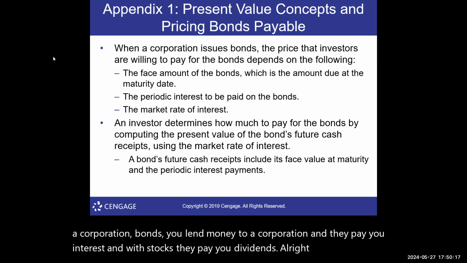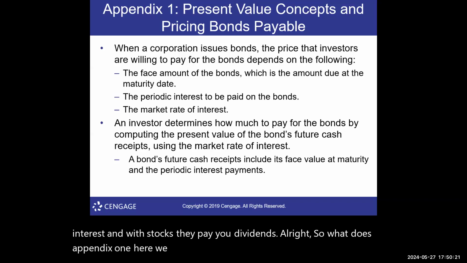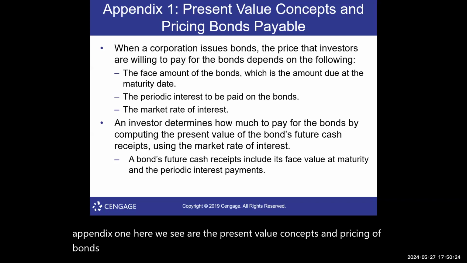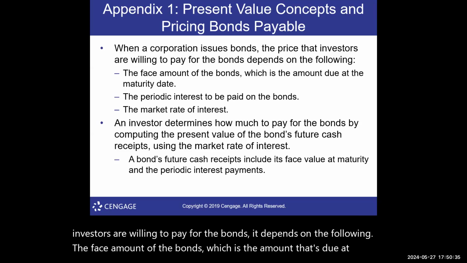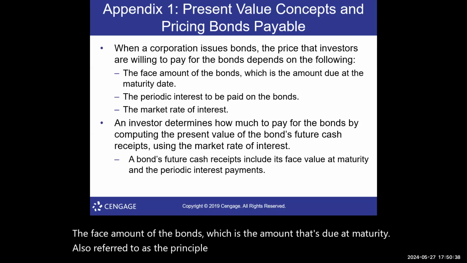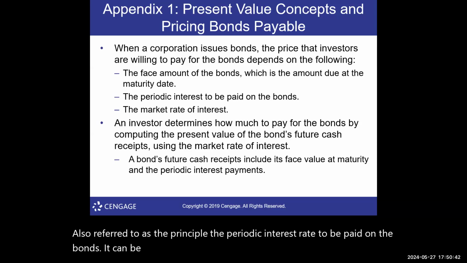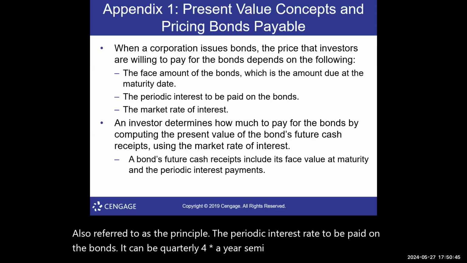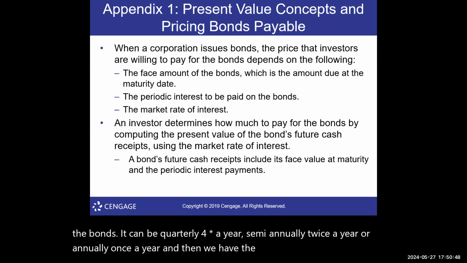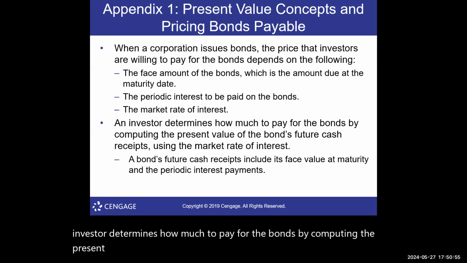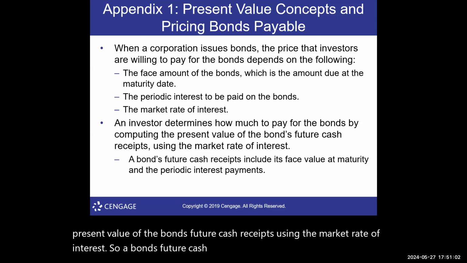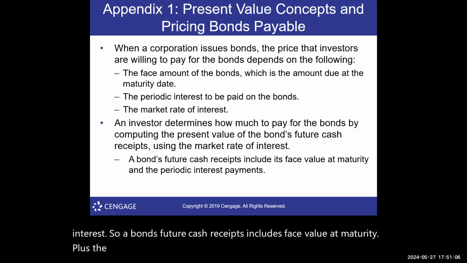All right, so with this Appendix 1, here we see the present value concepts and pricing of bonds payable. Whenever a corporation issues bonds, the price that the investors are willing to pay for the bonds depends on the following: the face amount of the bonds, which is the amount that's due at maturity, also referred to as the principal; the periodic interest rate to be paid on the bonds, which can be quarterly, 4 times a year, semi-annually, twice a year, or annually, once a year; and then the market rate of interest. An investor determines how much to pay for the bonds by computing the present value of the bond's future cash receipts using the market rate of interest. A bond's future cash receipts include its face value at maturity plus the periodic interest payments.